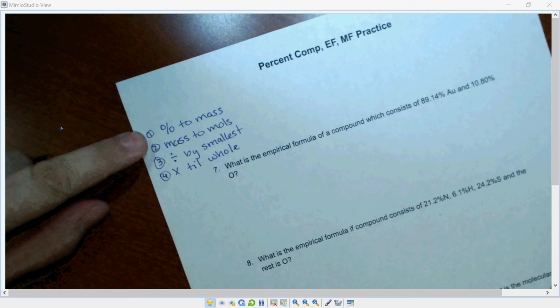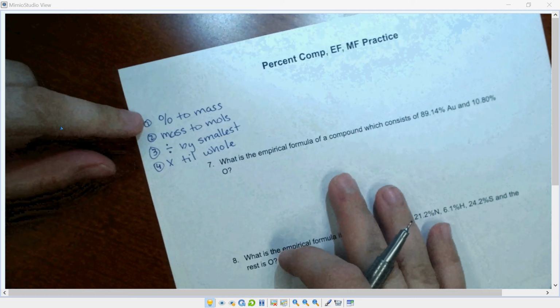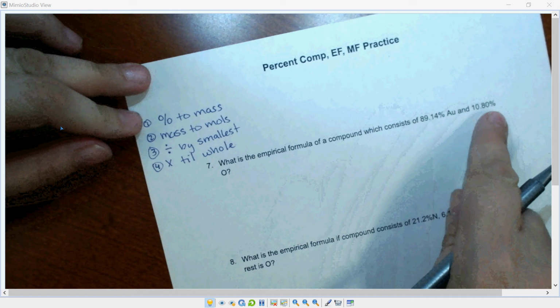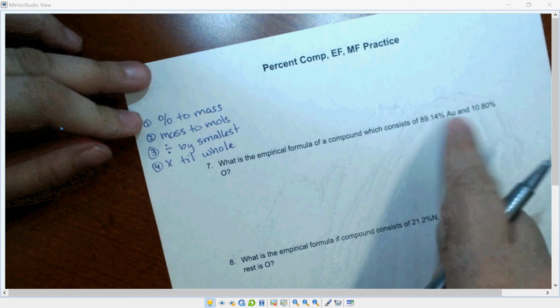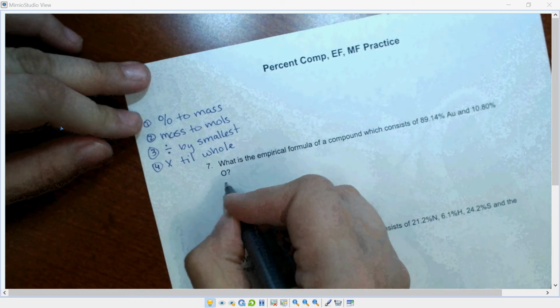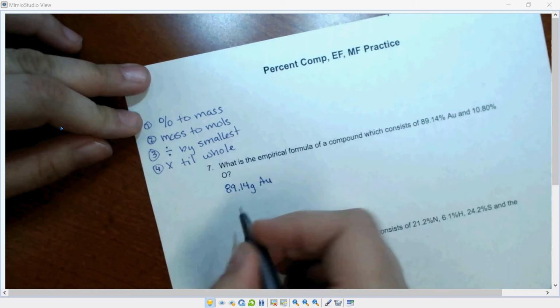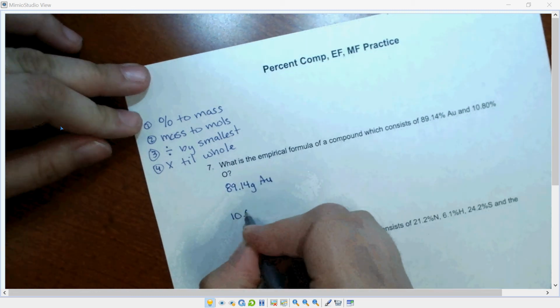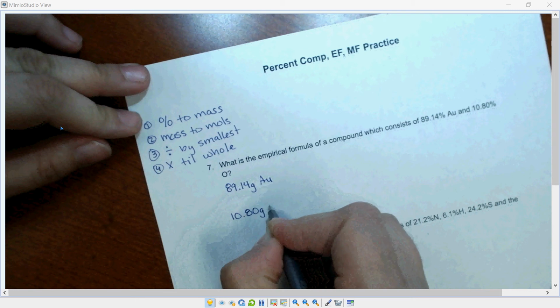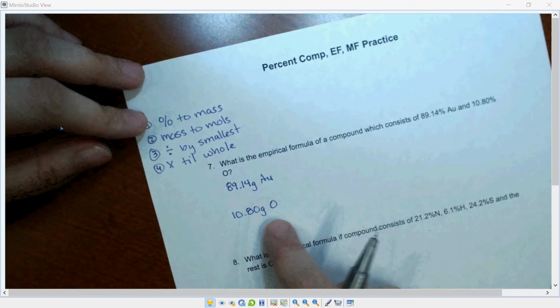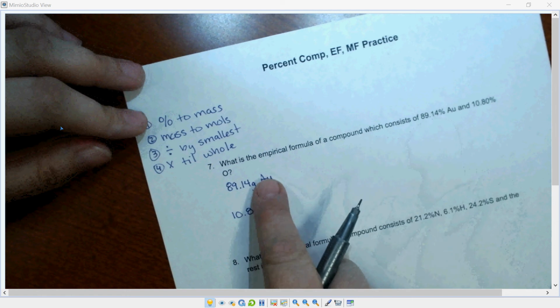So let's start with step 1, percent to mass. Percent to mass is really easy because if these numbers are given to us in percentages, then you literally just change the percent sign to a gram sign. So if I had 89.14 grams of Au and 10.80 grams of oxygen, that takes care of step 1. I've just changed the percent sign to a gram sign.